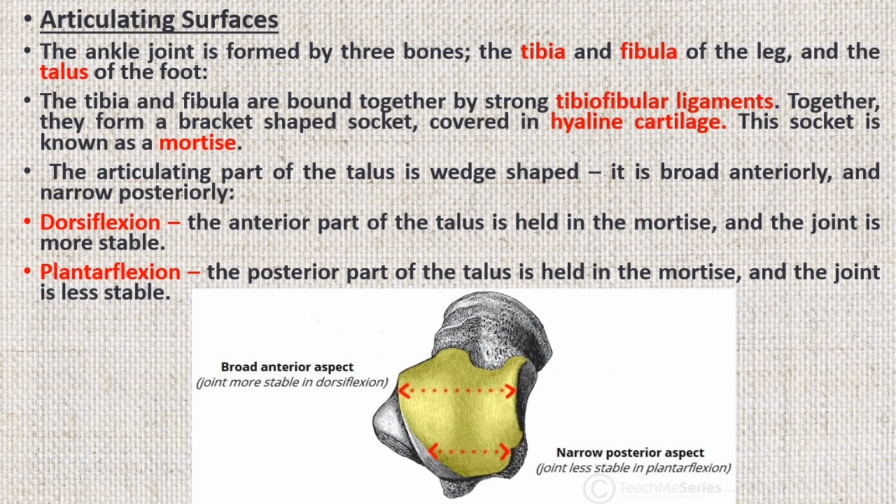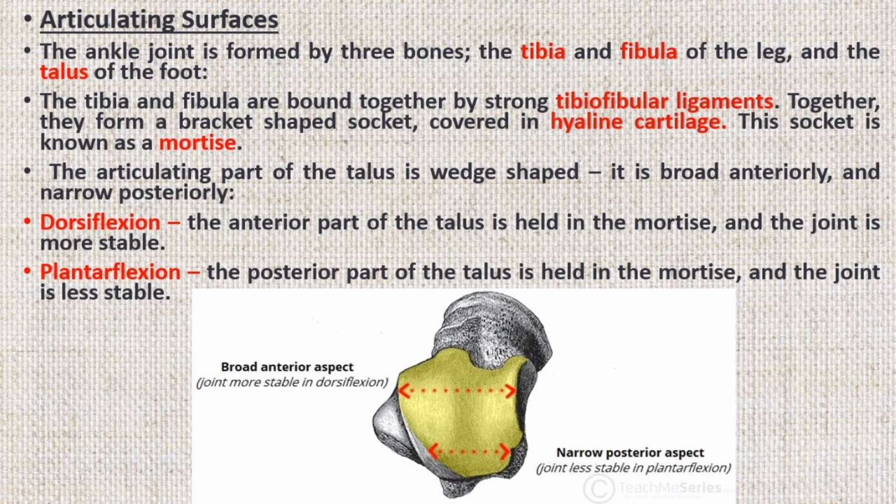correlations. Articulating surfaces. The ankle joint is formed by three bones: the tibia and fibula of the leg, and the talus of the foot. The tibia and fibula are bound together by strong tibiofibular ligaments. Together, they form a bracket-shaped socket, covered in hyaline cartilage. This socket is known as a mortise. The body of the talus fits snugly into the mortise formed by the bones of the leg. The articulating part of the talus is wedge-shaped, it is broad anteriorly, and narrow posteriorly.